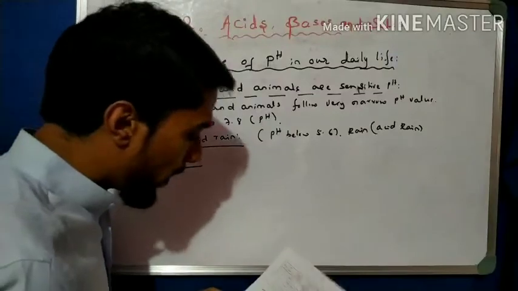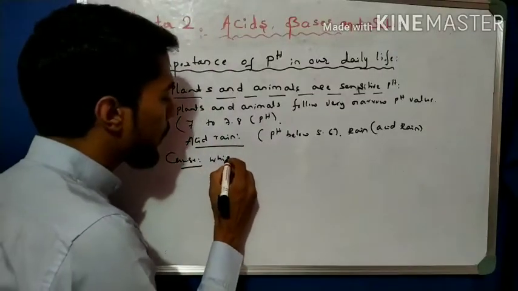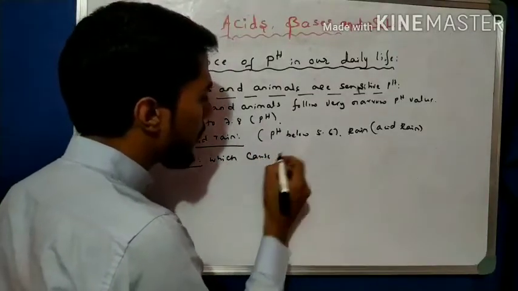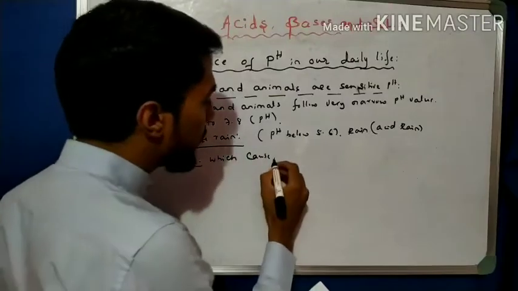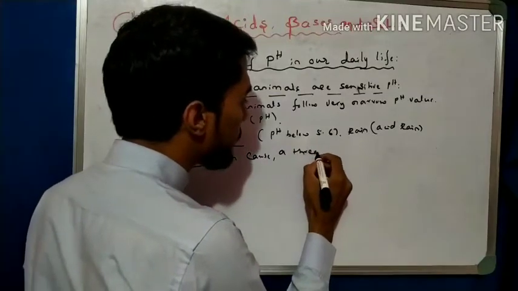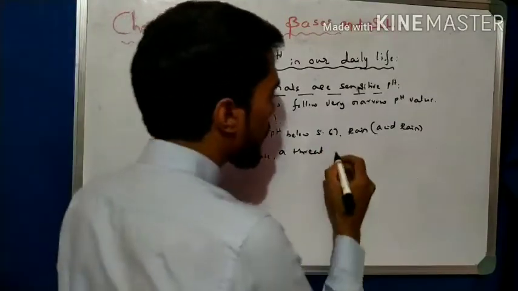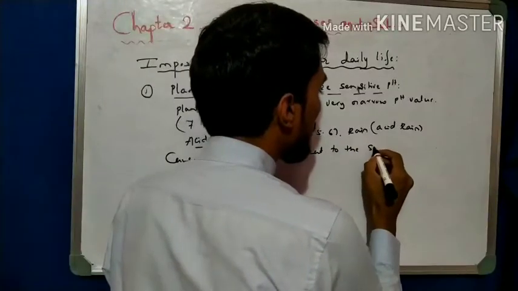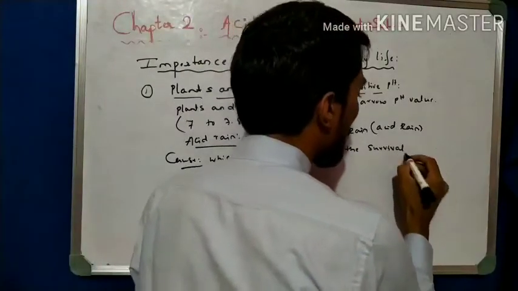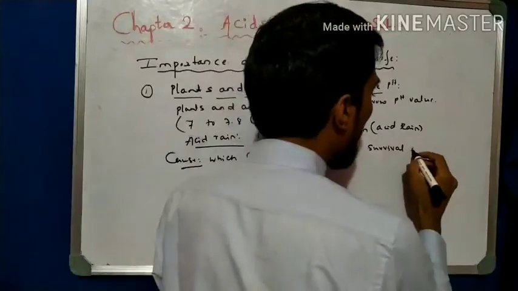So I write here one point: the acid rain causes a threat to the survival of aquatic life.